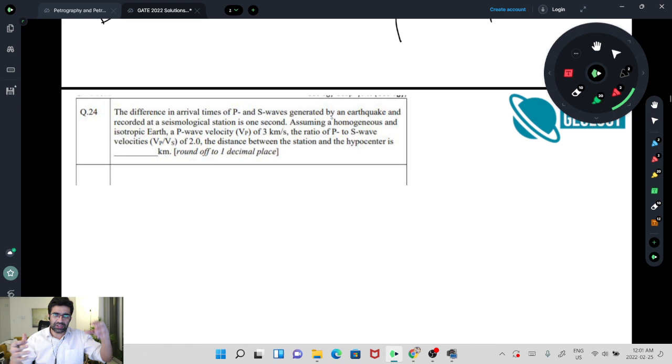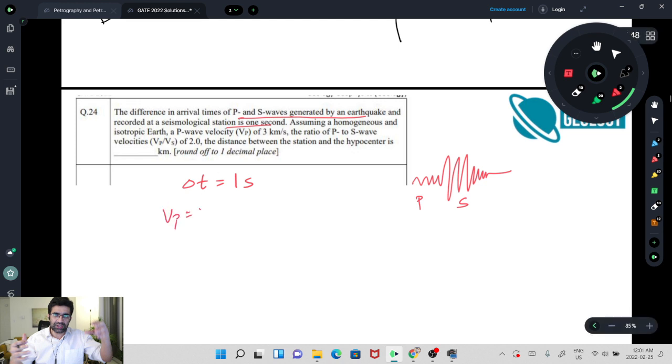The difference in arrivals of P waves and S waves generated by an earthquake is recorded at a station as 1 second. So delta T is 1 second. In an earthquake, the first waves to arrive are P waves and then S waves arrive. Assuming a homogeneous isotropic Earth, Vp is given as 3 km per second. Vp by Vs equals 2, which implies Vs equals Vp by 2, which is 1.5 km per second.